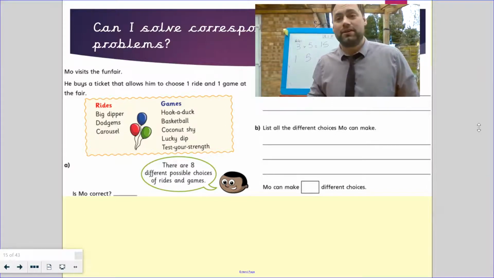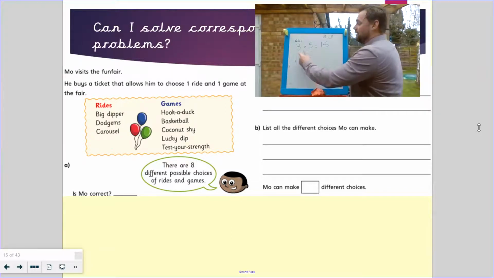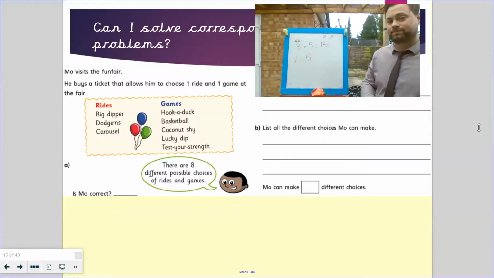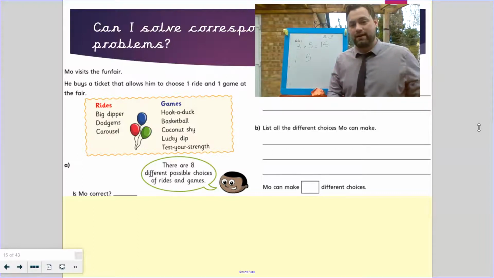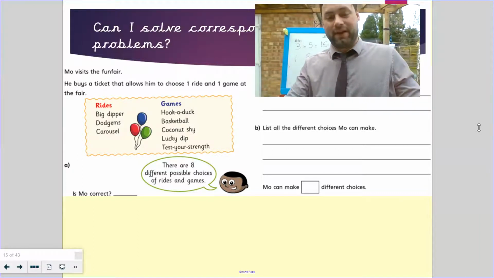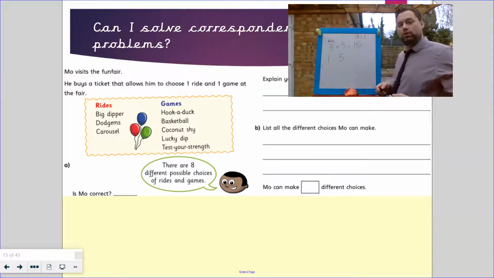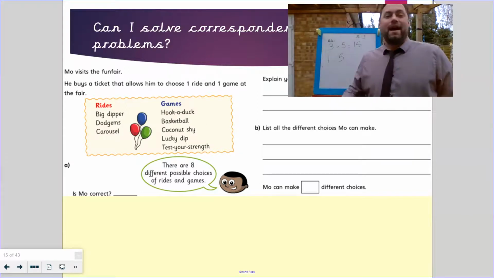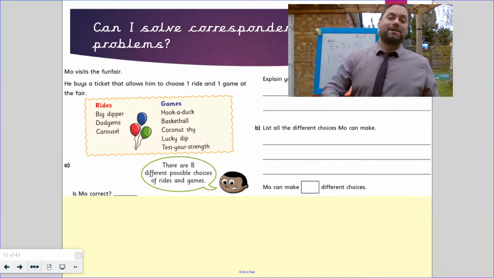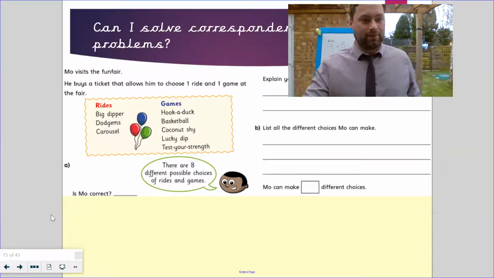So is Mo correct? No, he's not. He's incorrect because there are 15. In your explanation, you just need to show that 3 times 5 is equal to 15. Well done if you got that one correct. It says here that Mo can make 15 different choices. When you list all the different choices, it's Big Dipper, Hook a Duck, Basketball, Coconut Shy, Lucky Dip, Test Your Strength. It's then Dodgems with the same five games, and the last set is Carousel with the same five games. So we can make a total of 15. Well done if you got that one correct.